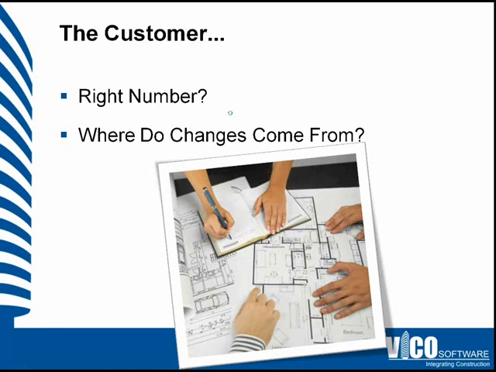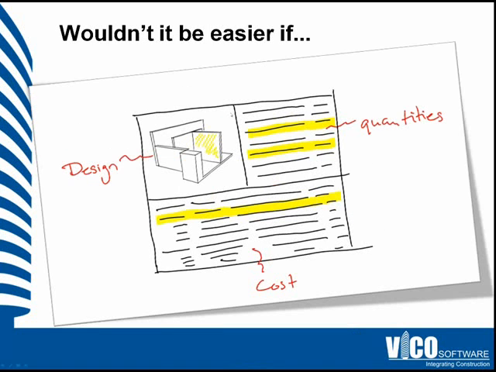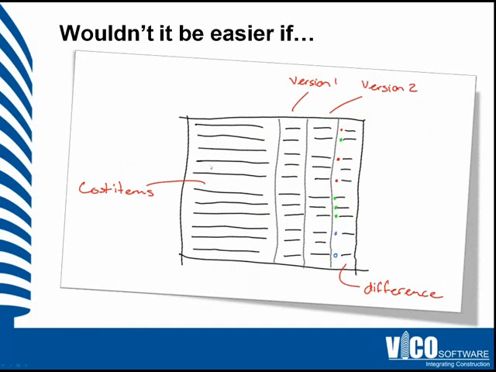So the question is, wouldn't it be easier if you would have cost, takeoff quantities, and design information all in one place? So wouldn't it be easier if you would see cost information, how it relates to your takeoff quantities, and where that is in the design? And also, to answer that cost and quantity variance, wouldn't it be easier if I would have version 1 and version 2 side by side generated automatically for me, and I could see what the difference is between the two versions?